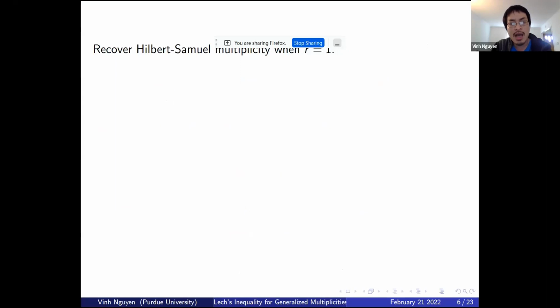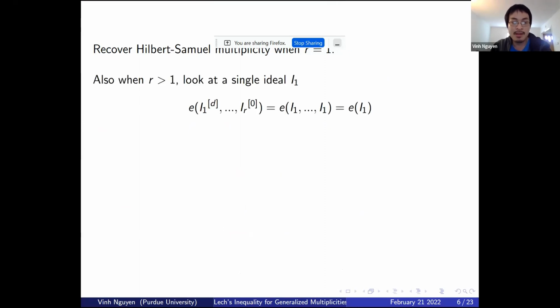Okay, so we obviously recovered the Hilbert-Samuel multiplicity when r equals 1, since in that case there's only one ideal. But also, a little less trivially, when r is bigger than 1, we can look at a single ideal and pick the leading term that corresponds to that ideal. So we pick a_1 equal to d, and a_2 through a_r equal to 0. We get the mixed multiplicity of this certain type. Using the alternative notation, this is the multiplicity of I_1 written out d many times, and this is in fact equal to the Hilbert-Samuel multiplicity of I_1.